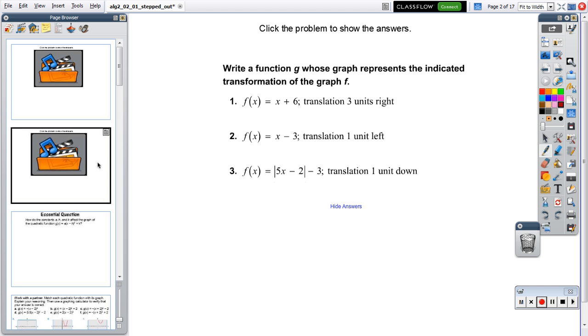So just some basic translations, basic transformations. So a translation is a type of transformation, and it says, write a function g whose graph represents the indicated transformation of the graph f. And we're given f of x equals x plus 6. So what would g of x look like, if it's taking f of x and we're translating 3 units to the right?